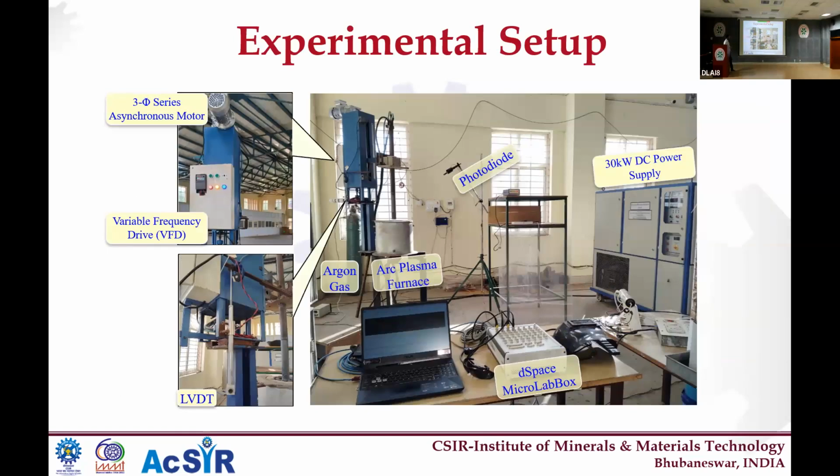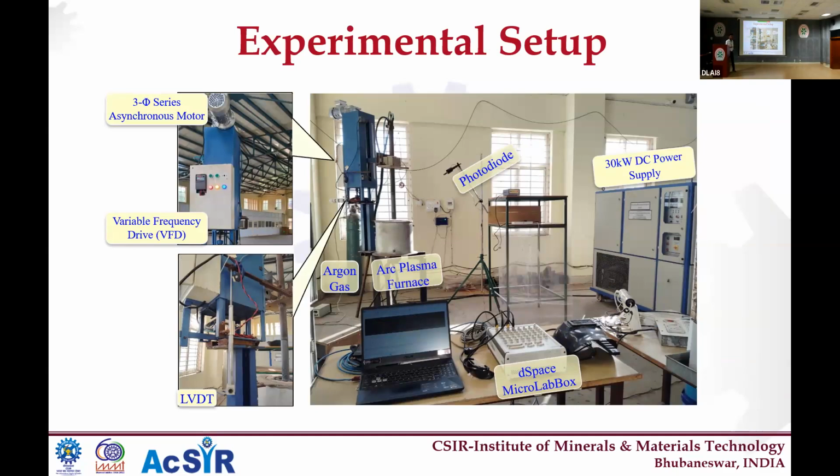This is the arc plasma furnace, this is the cathode, and this is the anode. We are acquiring data using this dSPACE MicroLabBox setup. And this is the VFD for controlling the cathode position, moving it up and down. The cathode position really matters in this process: when it is close, more current flows and arc generation is higher. So the cathode position is very important. For that purpose, you need AI.